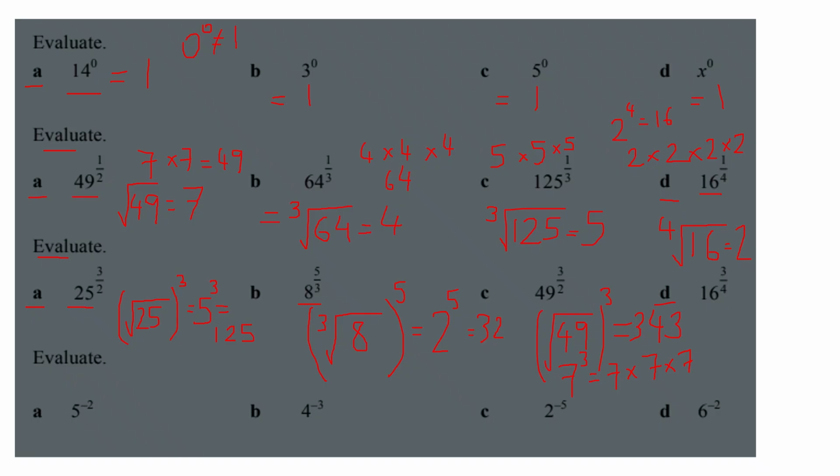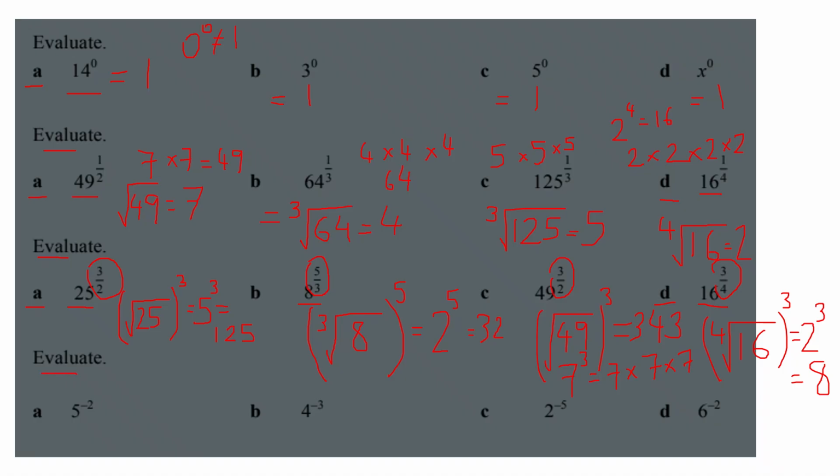Part D, 16 to the power 3 quarters, that will be the fourth root of 16 to the power of 3. The fourth root of 16 is going to be 2. 2 to the power 3, or 2 cubed, is equal to 8. So when you have a fractional power, you do the root of the number that's on the bottom of the fraction, and then raise it to the power of whatever number is on the top.